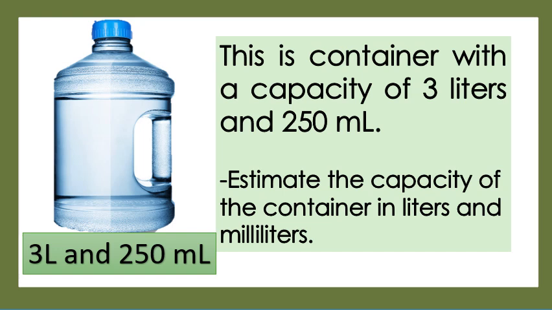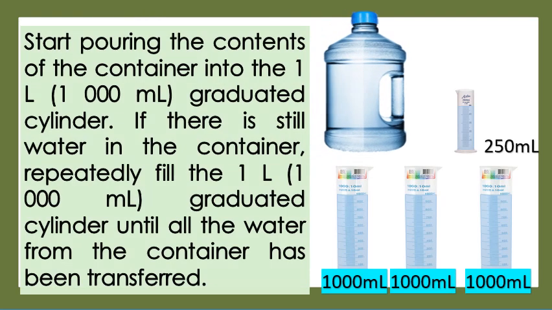This is a container with a capacity of 3 liters and 250 milliliters. Estimate the capacity of the container in liters and milliliters. Start pouring the contents of the container into the 1 L, 1000 milliliters, graduated cylinder. If there is still water in the container, repeatedly fill the 1 L, 1000 milliliters, graduated cylinder until all the water from the container has been transferred.